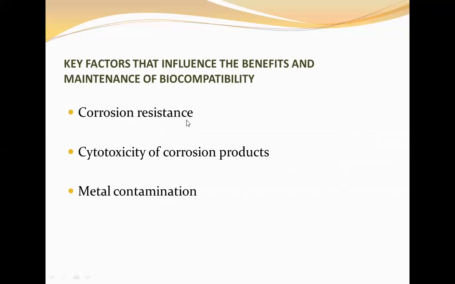Corrosion resistance. We know that whenever you use some metal, it has the quality to produce certain byproducts by reacting with your environment. That byproduct is a corrosive byproduct. Suppose there is some corrosion, and a byproduct is produced by the reaction with your environment, but that reaction product is not harmful for your tissue.